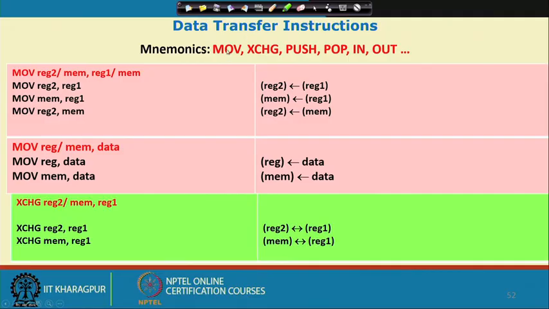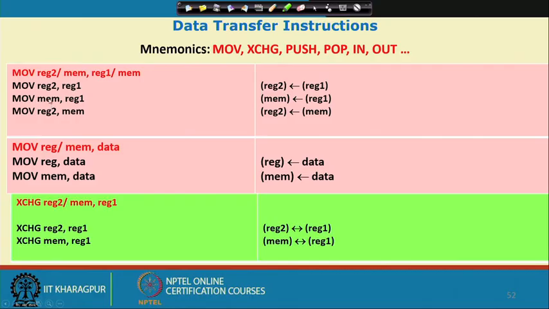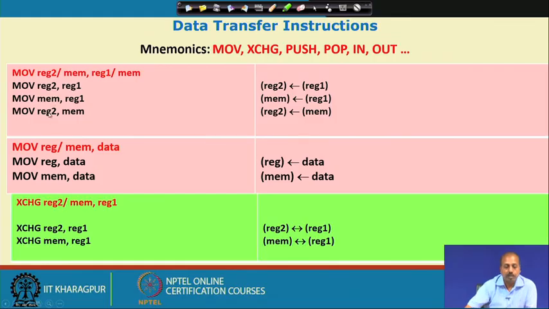Here we have a few examples. These are the common mnemonics for data transfer instructions: move, exchange, push, pop, in, out, etc. We can have, say, move register 2 comma register 1, like move AX comma BX. Move memory comma register 1: we specify some memory address and the register 1 content is moved there, or from this memory location the value is loaded onto this register.